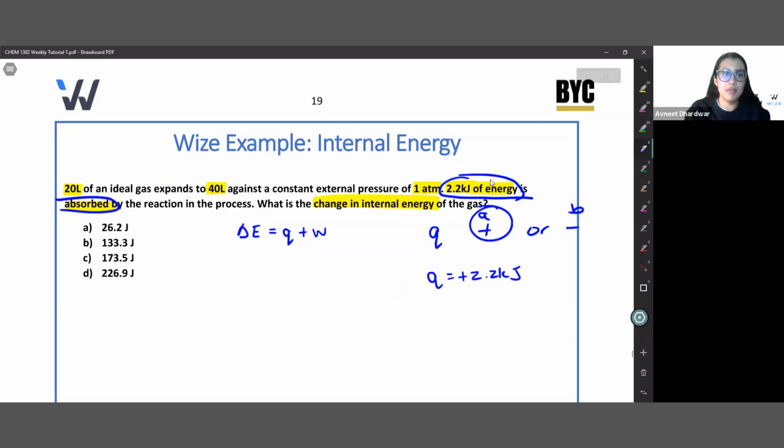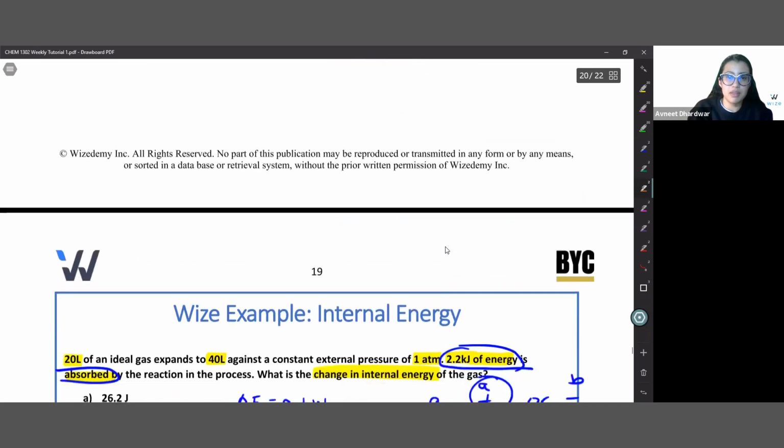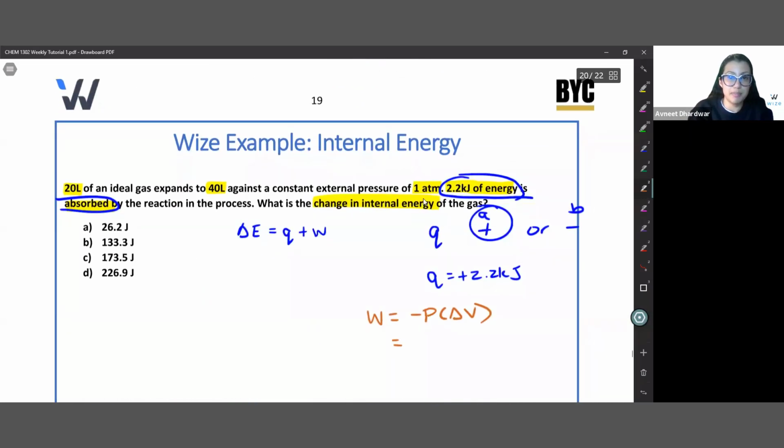The next thing we have to do is figure out how to solve for work. I see that I have a pressure and I have volumes. The equation for work is negative P delta V. This was a little tricky: I said to make sure the pressures are in kilopascals, but the pressure they gave was in atm. To convert, 1 atm is equal to 101.3 kilopascals. So make sure you plug in your pressure in kilopascals.